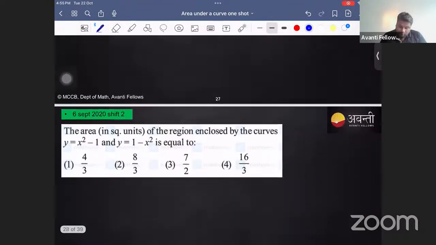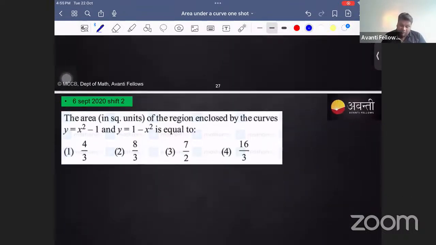Now, we'll go with this one. Area of the region enclosed by the curves y equals x square minus 1 and y equals 1 minus x square is equal to. Have it, give it a try. Yes, quickly.